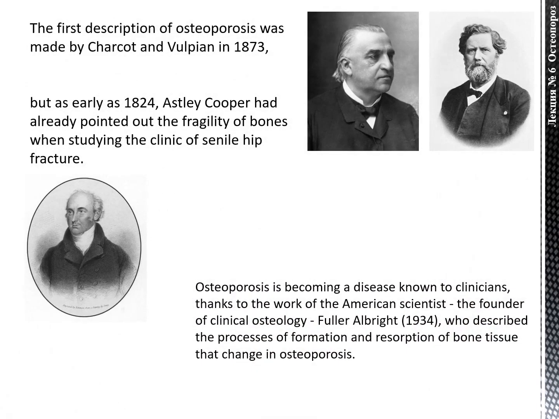As such, the disease, on the one hand, has only recently appeared in the spectrum of our clinical knowledge, but in fact, information about it has been known for a long time, and the first description of osteoporosis was made back in its time, in 1873, by doctors such as Charcot and Vulpian. In 1824, the British doctor Ashley Cooper already pointed out the fragility of bones when studying the clinic of senile hip fractures. There were also hip neck fractures in the elderly. Osteoporosis becomes a disease known by a clinician thanks to the works of an American scientist, the founder of classical clinical histology, Fuller Albright, in 1934. He described the processes of bone resorption and formation, as well as changes in this very disease, in osteoporosis.